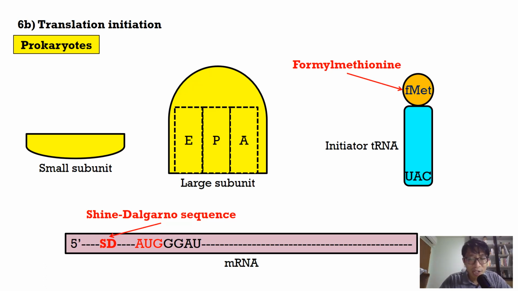There is an initiator tRNA, which refers to the first tRNA to enter the ribosome, and it carries a modified amino acid known as formylmethionine. The normal amino acid is methionine, and a formyl group is added to this amino acid for the initiator tRNA. And of course the mRNA with the Shine-Dalgarno sequence, specified by SD. So it's not a nucleotide sequence SD, there's no S and D in the nucleotide. It's the Shine-Dalgarno sequence.